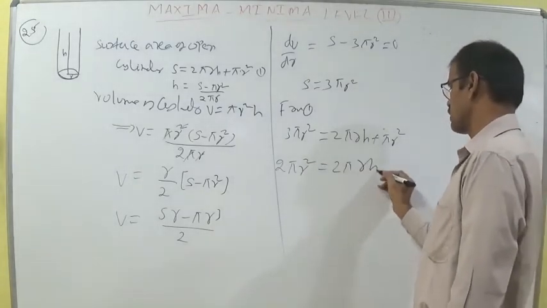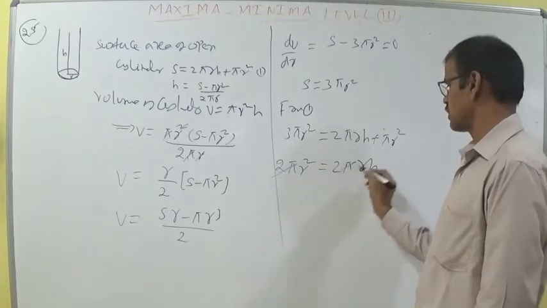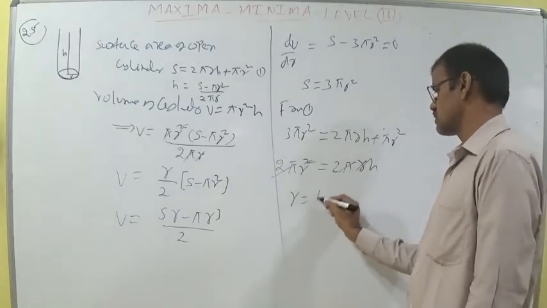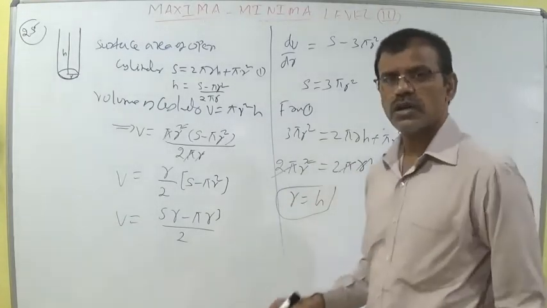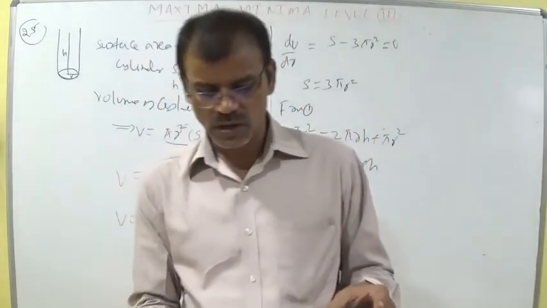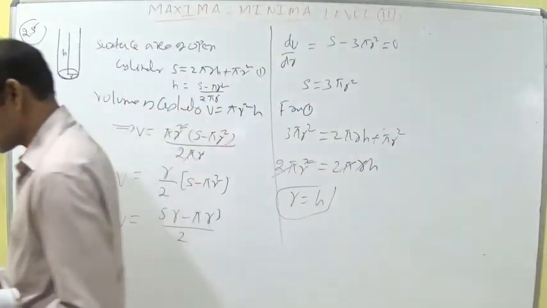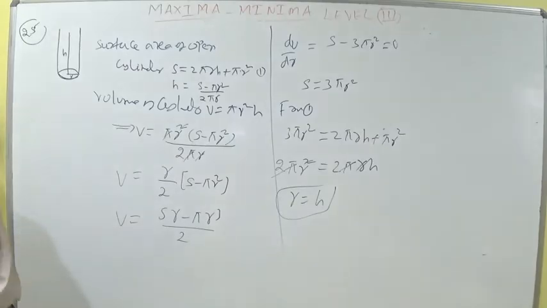2 pi r square equal to 2 pi r h. 2 pi got cancelled, r square got cancelled, r equal to h. So here in this question h is equal to r. Now let us discuss the 26th question.